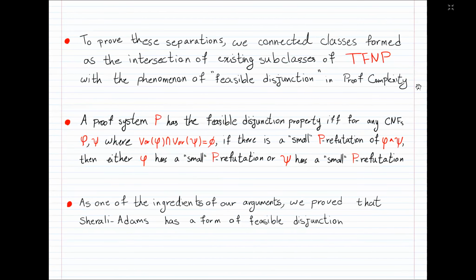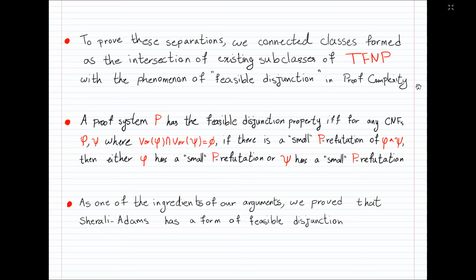To prove these separations, we connected classes formed as the intersection of existing subclasses of TFNP, which I showed you in the previous slide, with the phenomenon of feasible disjunction in proof complexity. So what is feasible disjunction? A proof system P has the feasible disjunction property if for any two CNFs phi and psi with disjoint variables, if there is a small P refutation of phi and psi, then either phi has a small P refutation or psi has a small P refutation.